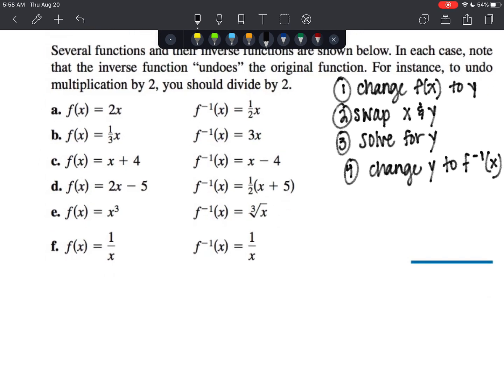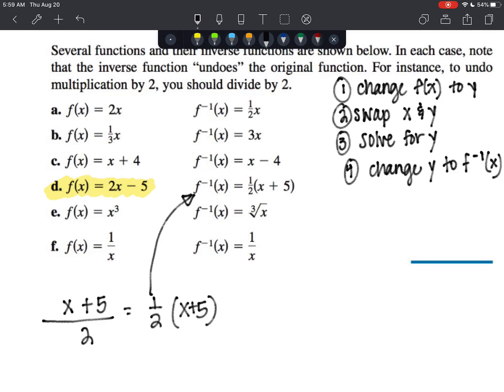So for instance, let me show you on this one. This is a great example here for me to show you. If I wanted to undo, if I wanted to get to that x, what I would end up doing is I would add 5, and then whatever I added 5 to, I would divide it all by 2. Okay, so my new x, I would add 5 to it and then divide by 2. And that's the same thing as 1/2 times the quantity x plus 5. And that's what you see here.